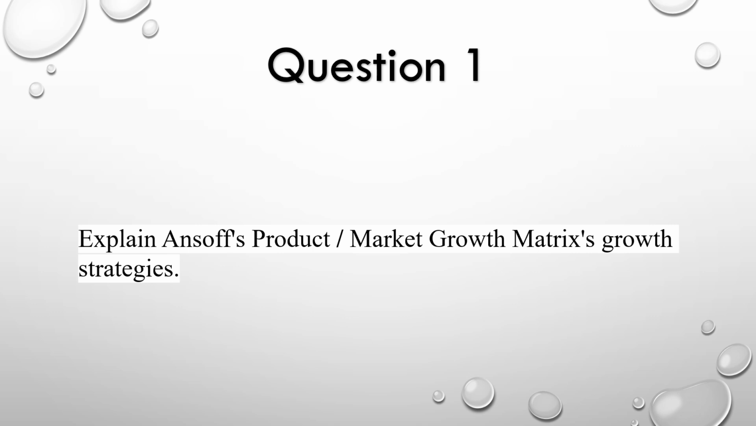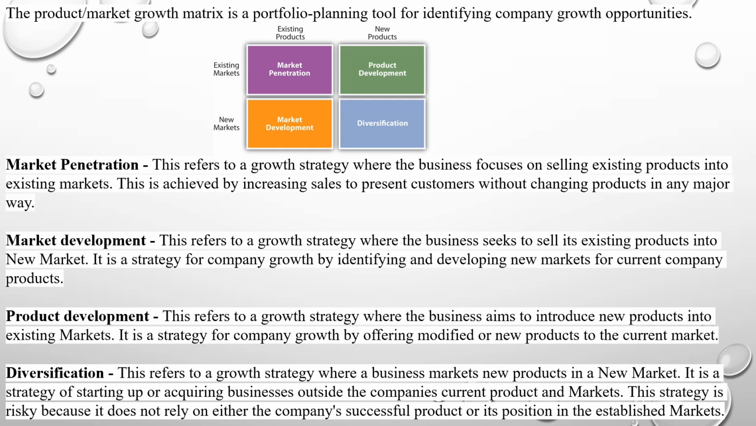Question number 1 is explain Ansoff's product or market growth matrix growth strategies. There are 4 types of growth strategies in Ansoff's model. Those are market penetration, market development, product development, and diversification.